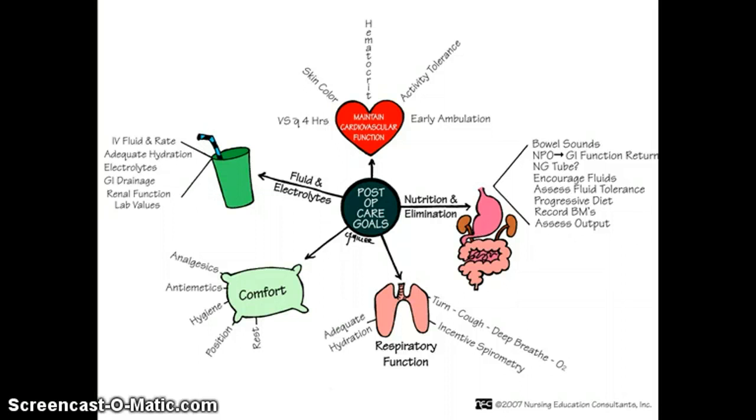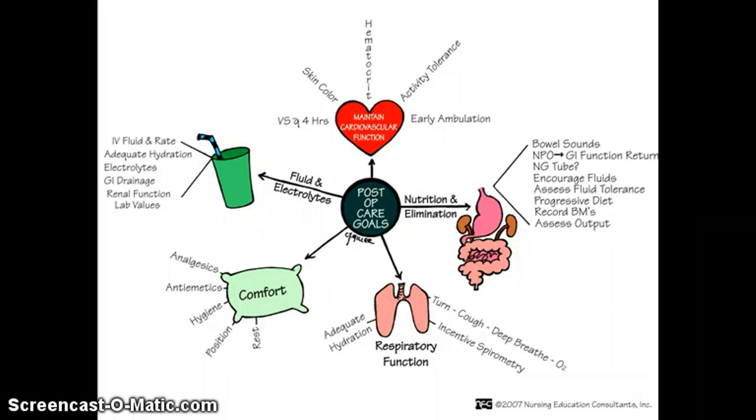For management of cardiovascular function, we need to be looking at hemoglobin and hematocrit. We're looking at skin color. How are they tolerating activity? Early ambulation is very important for our surgical patients to prevent thrombosis, DVTs, pulmonary embolisms, all those kinds of things. We do want to take a look at fluid and electrolytes. Are they on a continued IV rate? Are they sipping? Are they drinking? Watch those fluids and electrolytes, and any drainage.